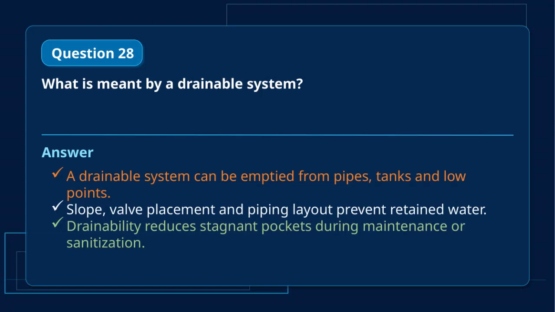So, what exactly do we mean by a drainable system? Essentially, it's a system designed so that all the pipes, tanks, and low points can be completely emptied of liquid. This is achieved through careful planning of the slope, strategic valve placement, and an optimal piping layout. The goal is to prevent any water from being trapped inside, which is crucial because any retained water can create stagnant pockets. These stagnant areas can be problematic during maintenance or sanitization, as they can harbor contaminants or bacteria.